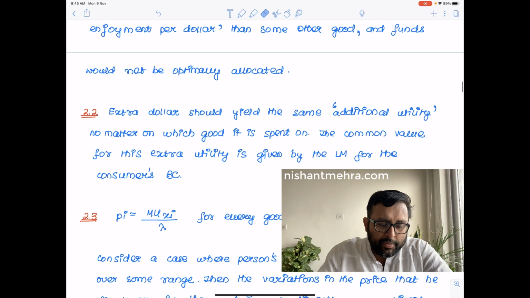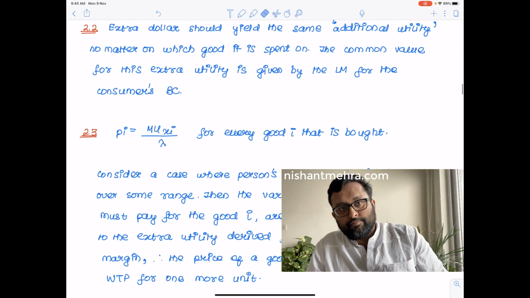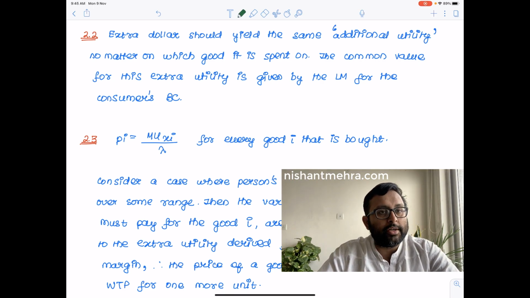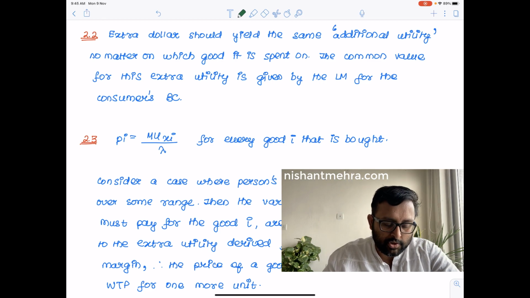Then another interpretation is that the extra dollar should actually yield the same additional utility, no matter on which good it is spent on. It should give you the same additional utility, and the common value of this extra utility is given by the Lagrange multiplier for the consumer's budget constraint.